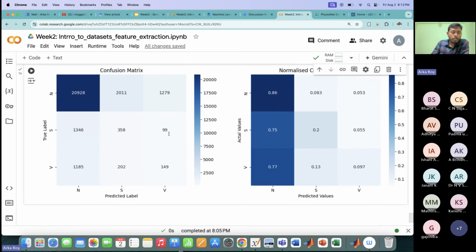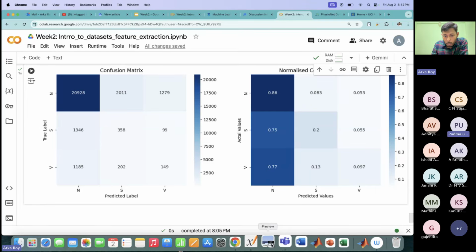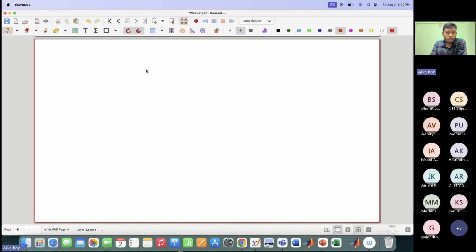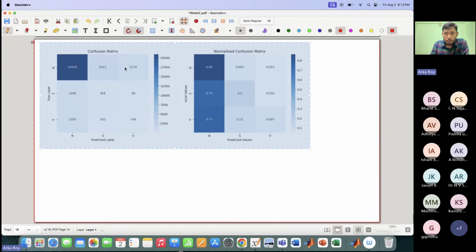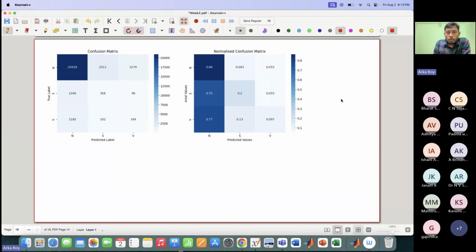False positives are, for example, let me see whether I can copy this to here or not. Okay. So this side is true or actual, this side is predicted. I hope the font is visible. Yes, sir. Okay. So this side is actual, this side is predicted. And I can also write these labels over here as well.